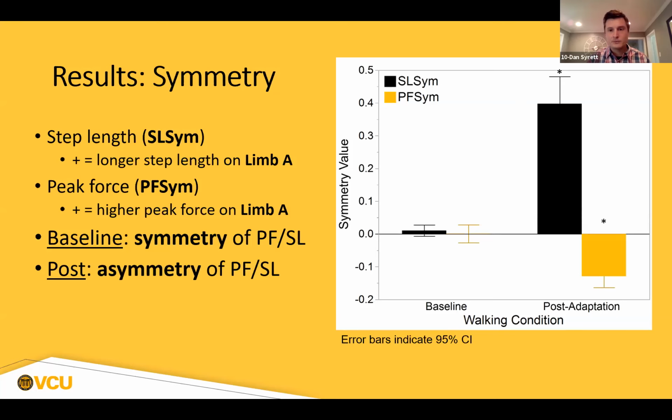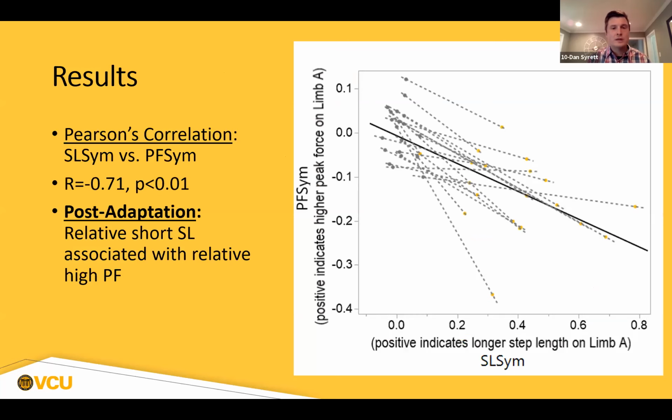We also correlated the values together using a Pearson's product correlation. We found that there was a significant correlation between the two with an R value of negative 0.71. And this graph shows the overall correlation as well as both the baseline and the post-adaptation condition. So you see the black line is the R value of negative 0.71.